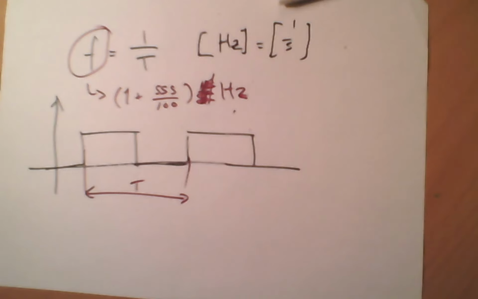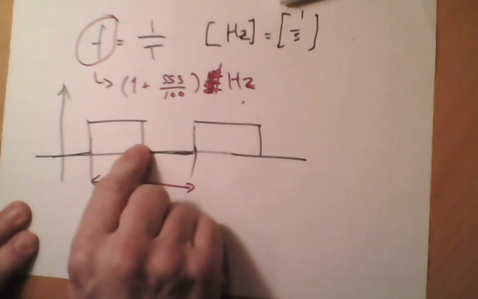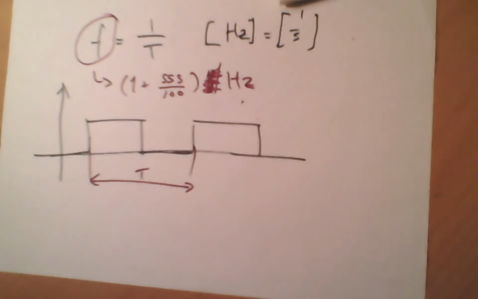Anything else? Yes, hertz is event count per second. Exactly. And the full event here is the signal goes up and it goes down. And this is when the next event starts. Okay, anything else?